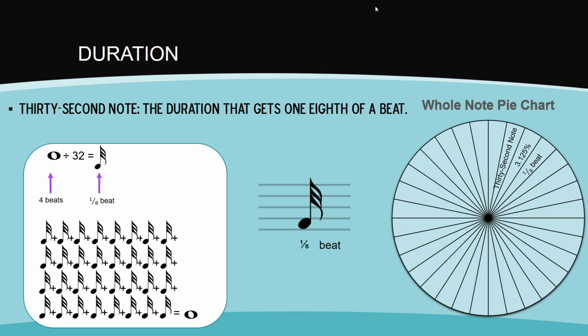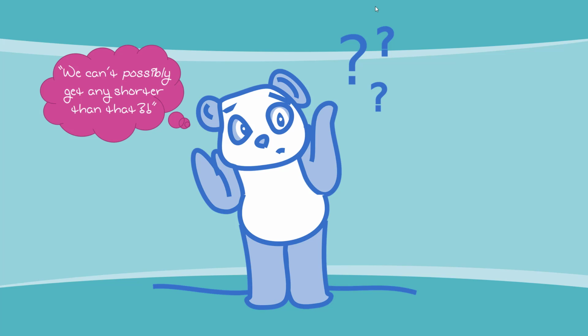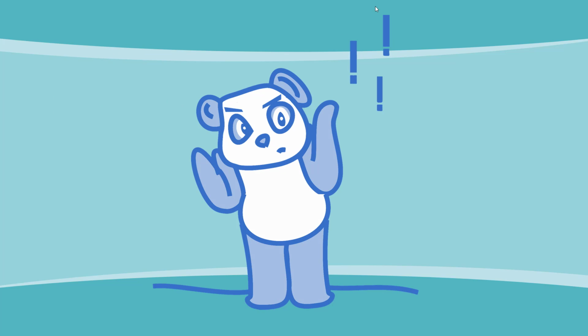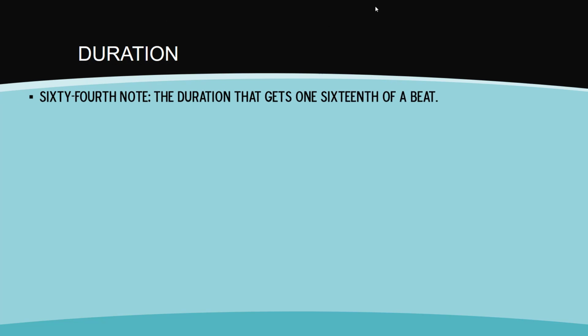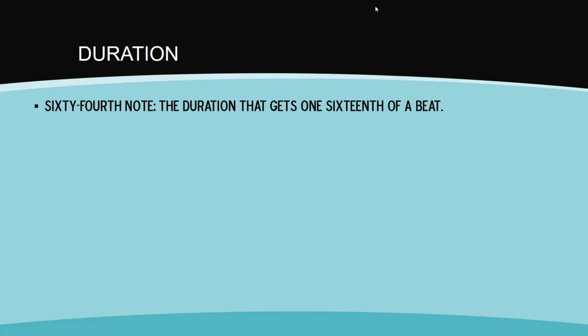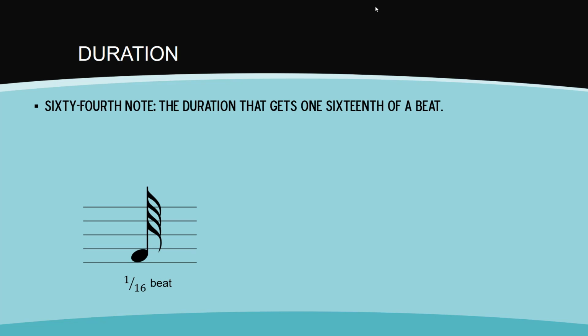You might be thinking to yourself, we can't possibly get any shorter than that. Well, you're wrong. There are 3 more subdivisions of the whole note that have occurred throughout history in musical notation. The next, the 64th note, is most commonly the shortest notated duration. The 64th note is a note that is 1/64th the duration of a whole note. To notate a 64th note, you add an extra flag to the 32nd note. Therefore, a 64th note gets 1/16th of a beat.